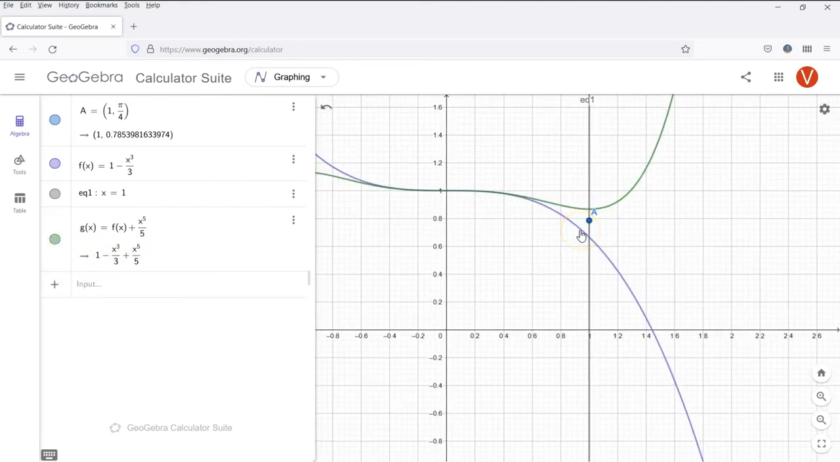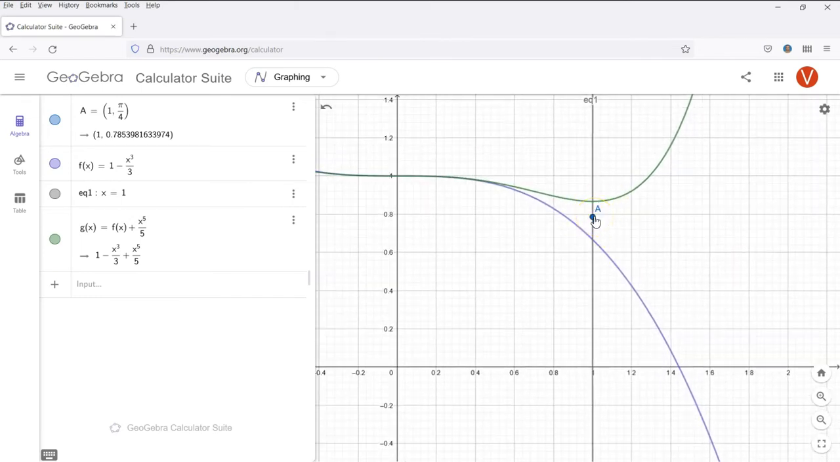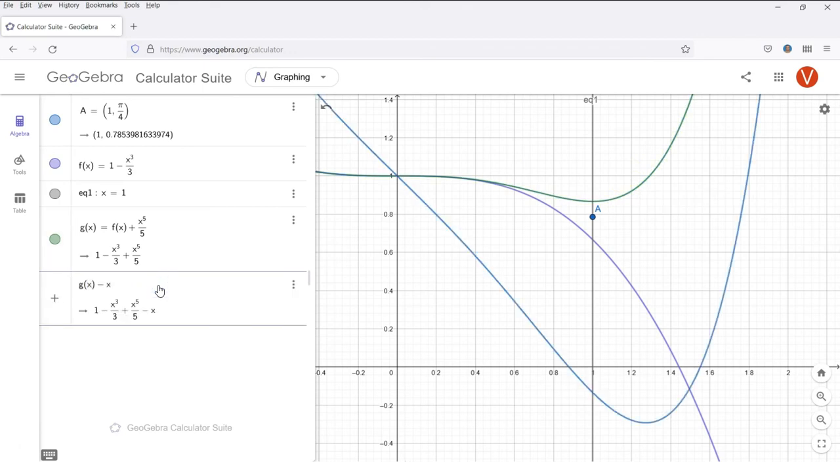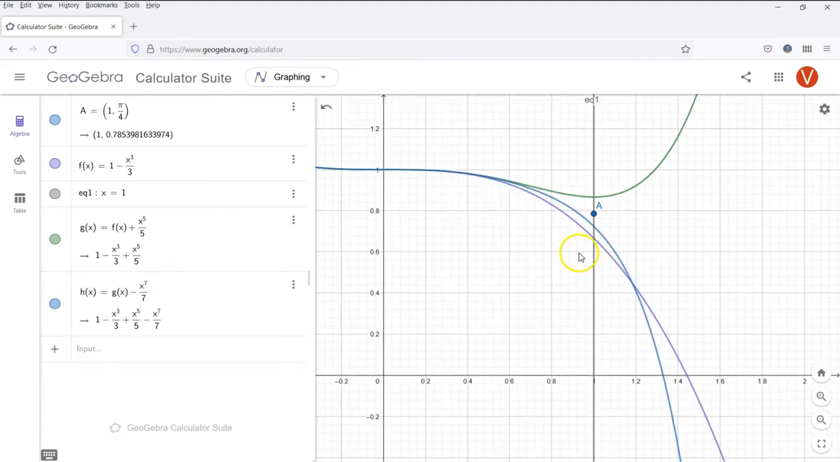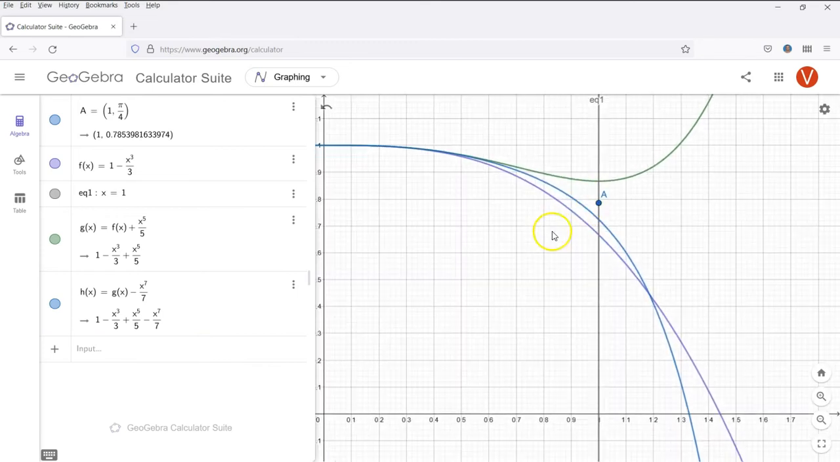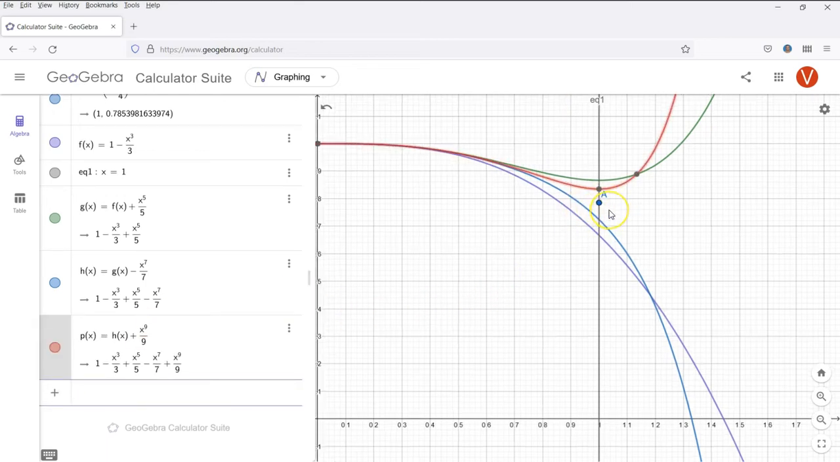Now if we zoom in, you will notice that we have got closer to A. Remember, this is f of x, this is g of x. Now let's add one more term. So g of x minus x to the power of 7 by 7. We have got closer still. I'll keep zooming. H of x, let's add one more term, x to the power of 9 by 9. We have got closer still.